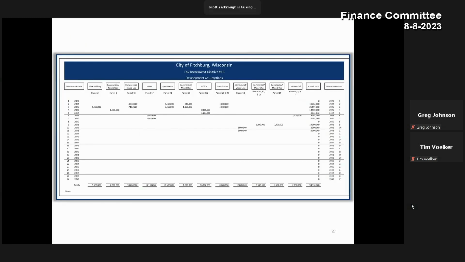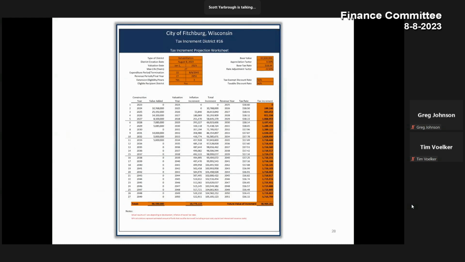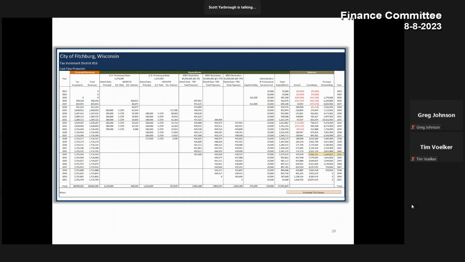So we went through all the parcels that are in the proposed TID district, worked with city staff to identify potential uses and potential timing of incremental value within the district. Again, this is just an illustration of the full build-out potential of about $94 million of incremental value. That again generates a little over $38 million of tax increment revenue to the district.